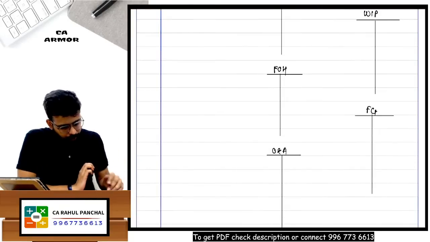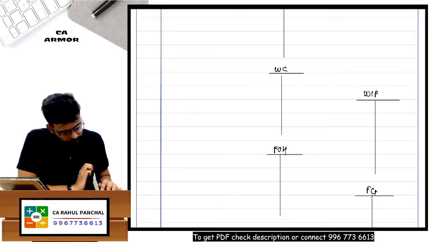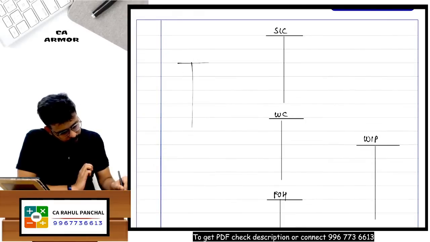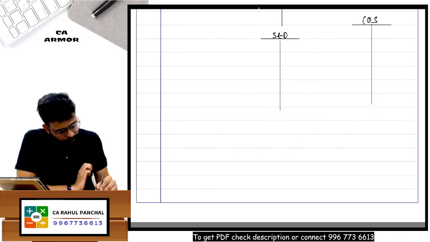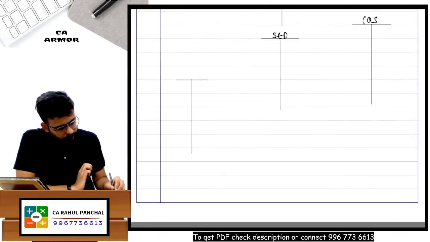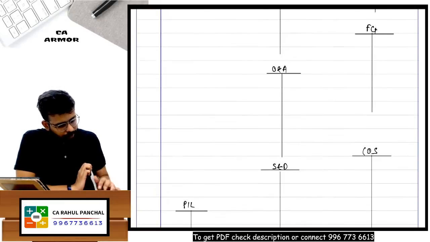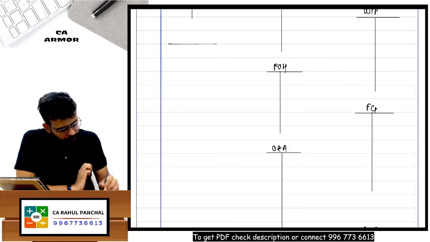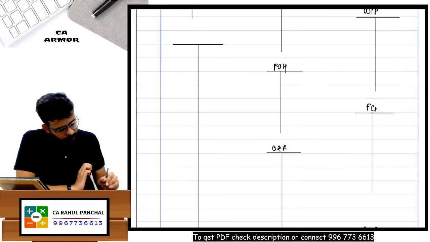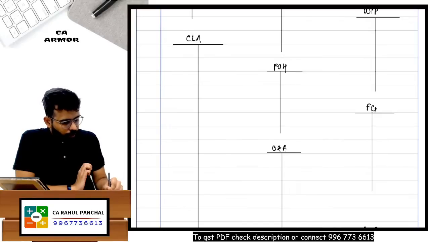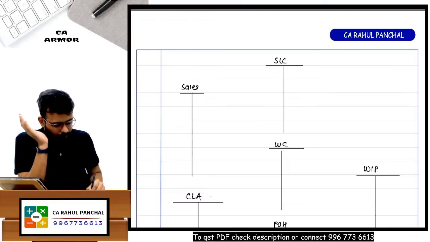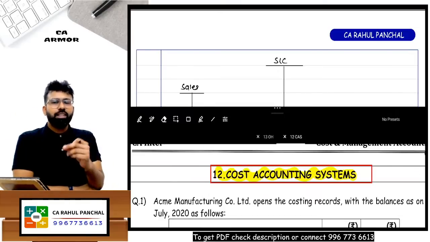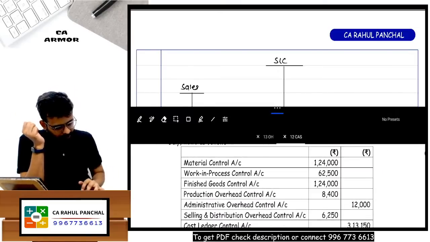Now here you are going to make 3 accounts again. First you will make the sales account, then right below it one costing P&L account, and the remaining will be devoted towards your CLA or general ledger adjustment, GLA or CLA, whatever you say. Now these are the rough accounts which are made just to give the perspective. Now let us start one question so that you will understand how the posting is done. So let us start with this.